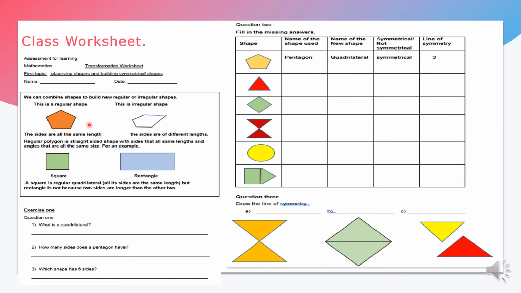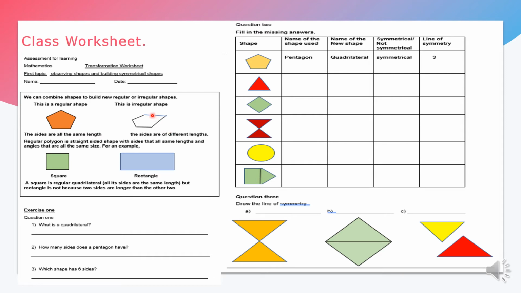Let's read the small piece of information. We can combine shapes to build new regular or irregular shapes. This is regular. All the sides are the same length. Regular polygons are straight-sided shapes with sides that are all the same length, and angles that are the same size. For example, square and rectangle.